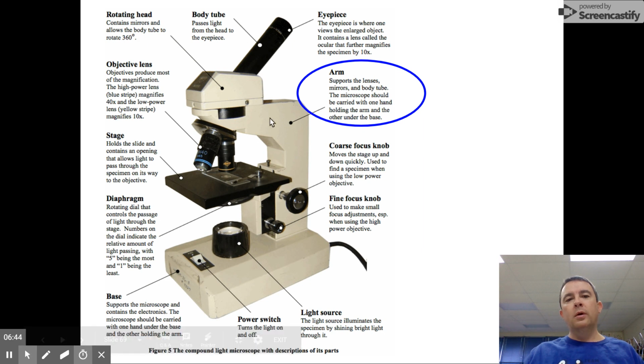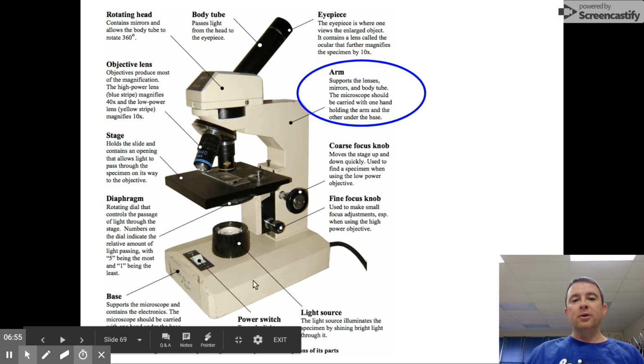Okay, the next part that I want to discuss is called the arm. This whole back portion is called the arm of the microscope. Anytime you're carrying a microscope, you should have one hand on the arm and the other hand up underneath the microscope. This part down here is called the base. You always carry it with 2 hands.